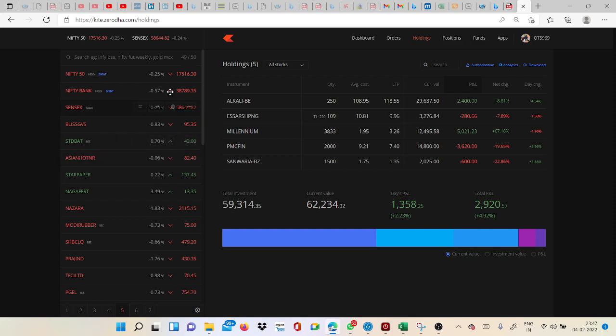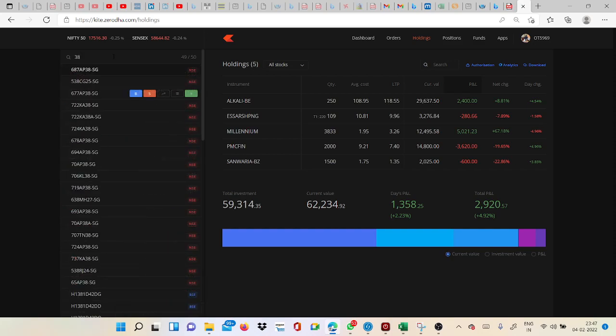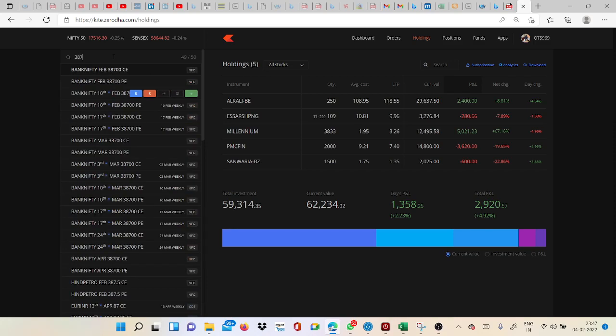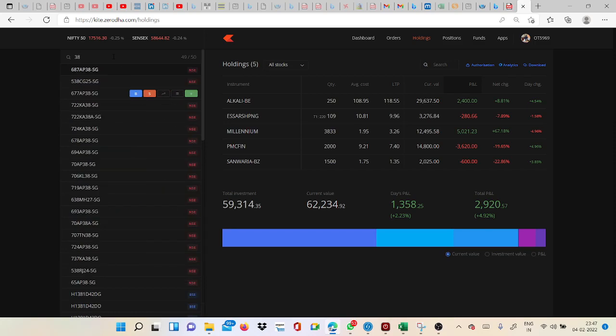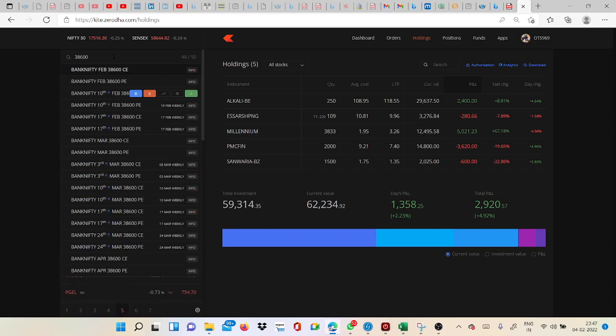But you want to carry this option for a long time, and you don't want to purchase this contract at the spot price, so you are looking for 38,700, or let's say instead of 700, you're looking for 600. And there are again two types. Contracts may expire on a monthly basis as well as on a weekly basis. On every Thursday your contracts will expire.